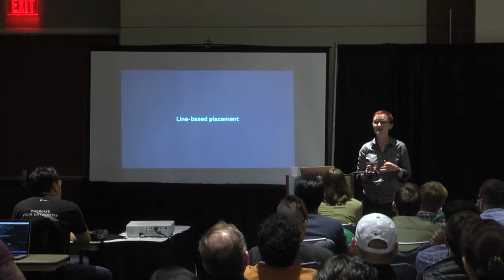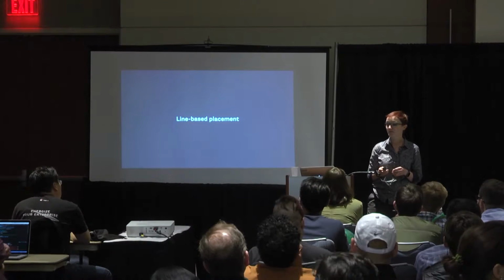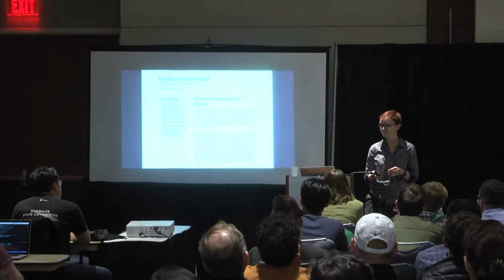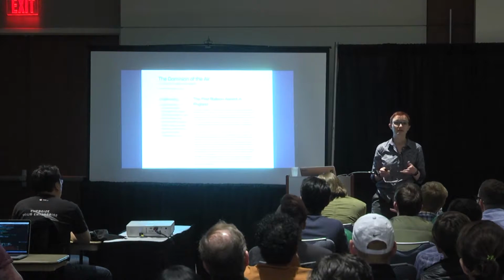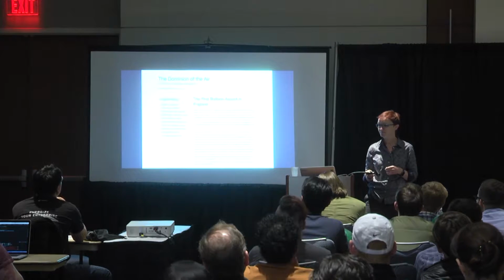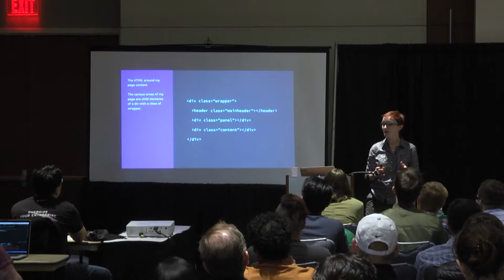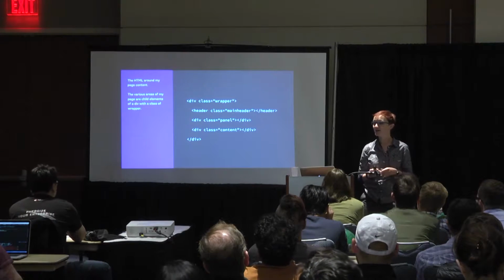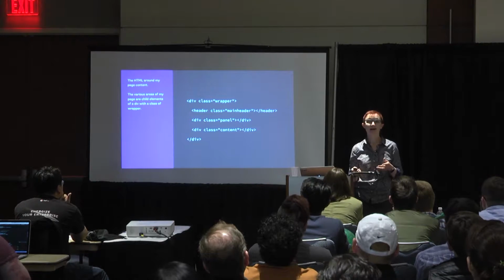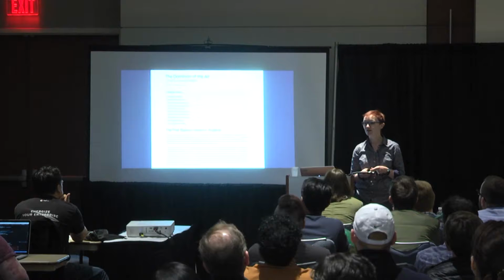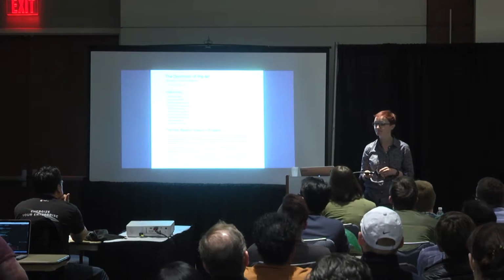So let's start with a realistic example, creating a simple 2-column layout using this line-based placement. Something like this. A very, very simple layout, something that you could create using all sorts of methods. And that's the HTML. I've got a parent element with a class of wrapper. I've got 3 child elements: a header, a panel, and some content. Without any layout, they're going to lay out in line as you'd expect, and they'll look like this. We've got the header, the panel and the main content.